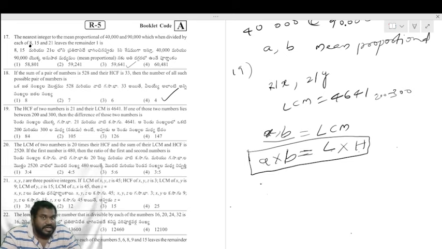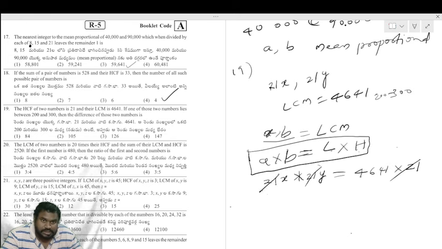The same way, here we have two numbers, 21x and 21y. The product of these two numbers is equal to their LCM, 4641, into their HCF. HCF is given as 21 already. So cancel wherever possible: 42 means again 4 will be there, again 42, 21, so 1. So x into y should become equal to 221.